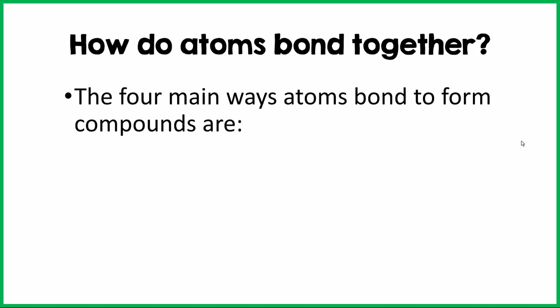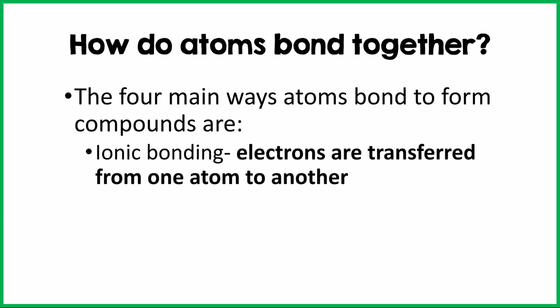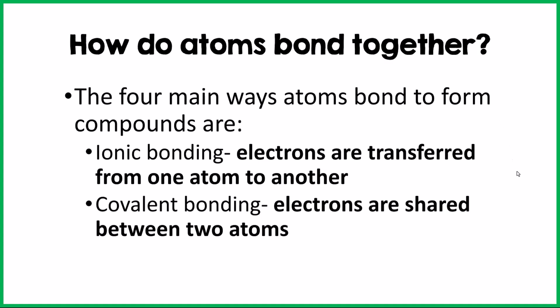The four main ways that atoms bond to form compounds are: 1. Ionic bonding. Electrons are transferred from one atom to another, and then they become charged particles and are attracted to each other with an ionic bond. The cation and anion are attracted to each other. 2. Covalent bonding, in which electrons are shared between two atoms because the electronegative pull of each of those atoms is not strong enough to actually take an electron, and so they share them. And those are the two that we've talked about so far.